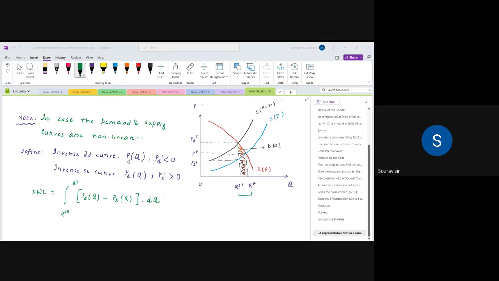Okay, perfect. So with this, the tax part is more or less complete. We'll have one more question that I'll address in the next class, and with that, we'll complete the discussion of taxes on a competitive market. So that's it for today's class, everyone.